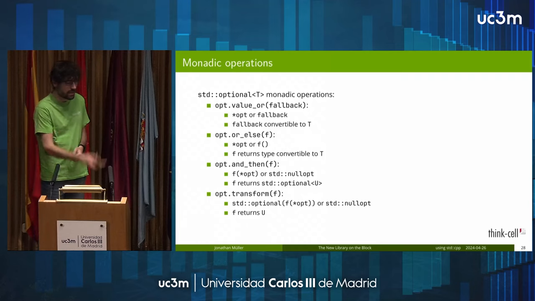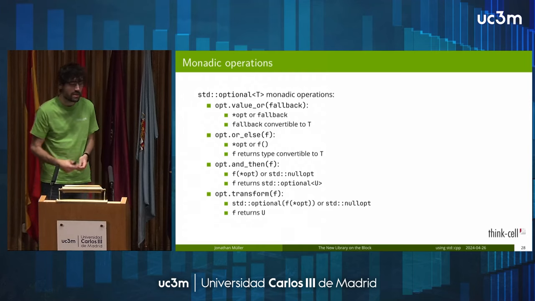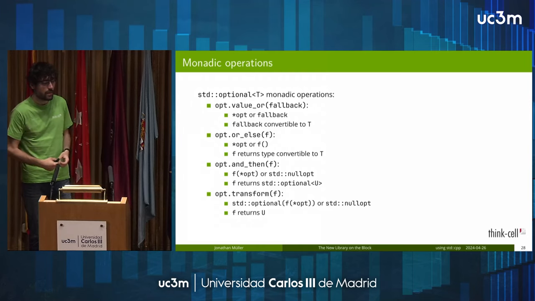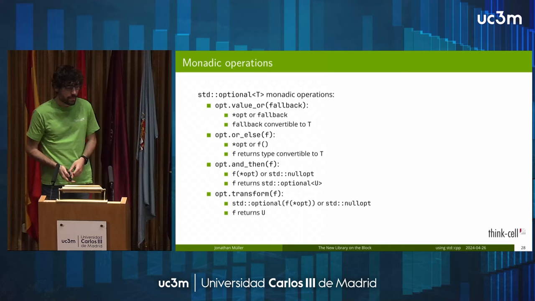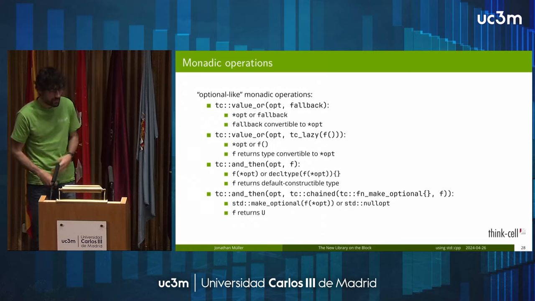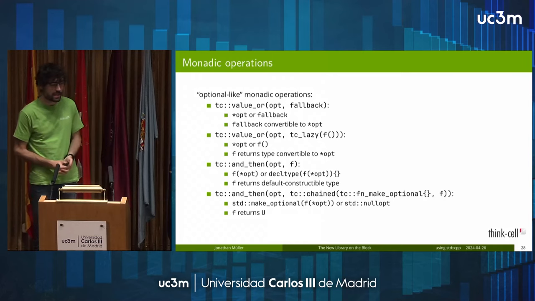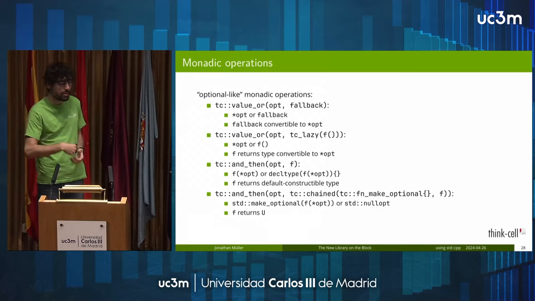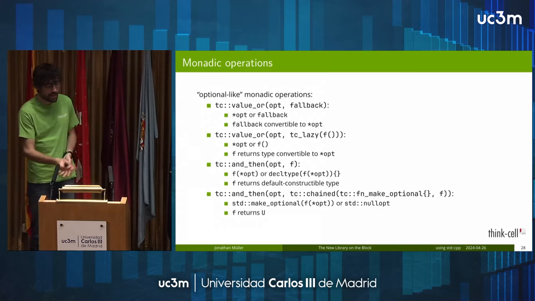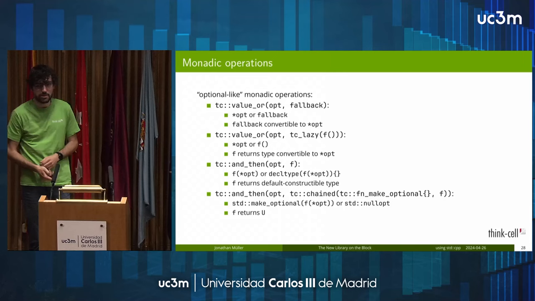So the standard has all these monadic operations, value_or and or_else, and then also and_then, which takes an optional and a function, and either invokes the function with the result and returns it, or returns a null opt. So it sort of modifies a thing in place. We just have value_or and and_then. So value_or takes an optional-like thing and either returns the value or the fallback. And by using get_or_else, we use TC lazy. And_then takes an optional and a function and either transforms this thing using the function or returns the default, the null opt version of that thing. And the transform thing can be written by chaining it, wrapping it in optional, but that use case is actually quite rare.